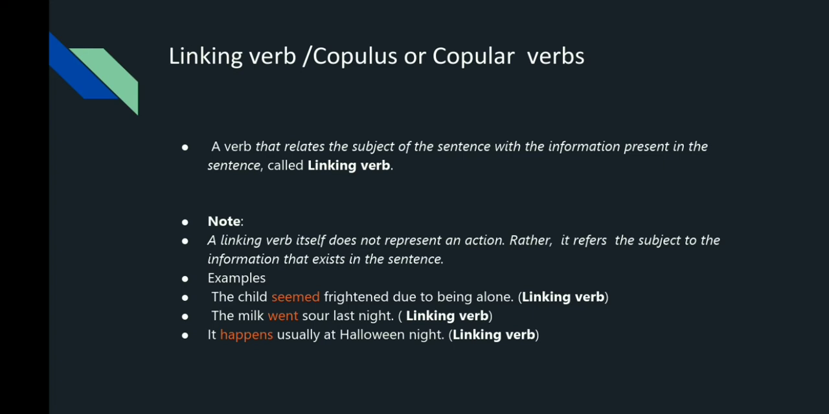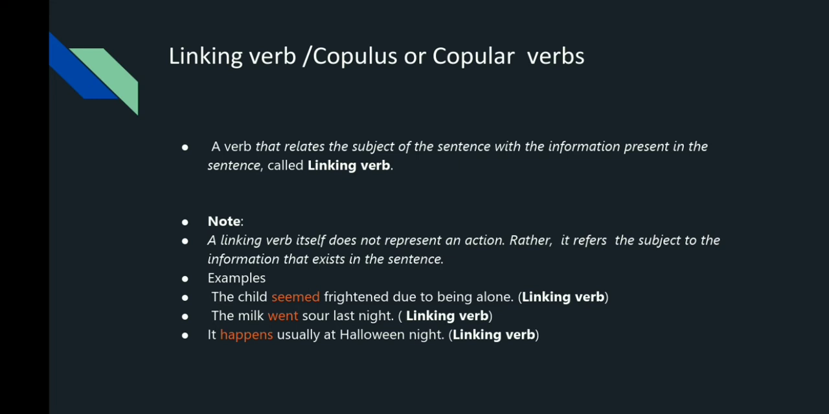Well, a linking verb is a verb that relates the subject of the sentence with the information present in the sentence. Okay, a verb that relates the subject of the sentence with the information present in the sentence are called linking verbs. For example, I have given a note here: a linking verb itself does not represent an action. Rather, it refers the subject to the information that exists in the sentence.